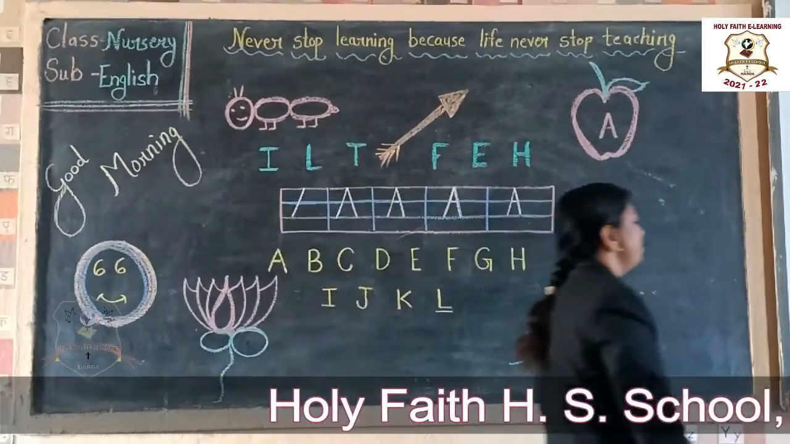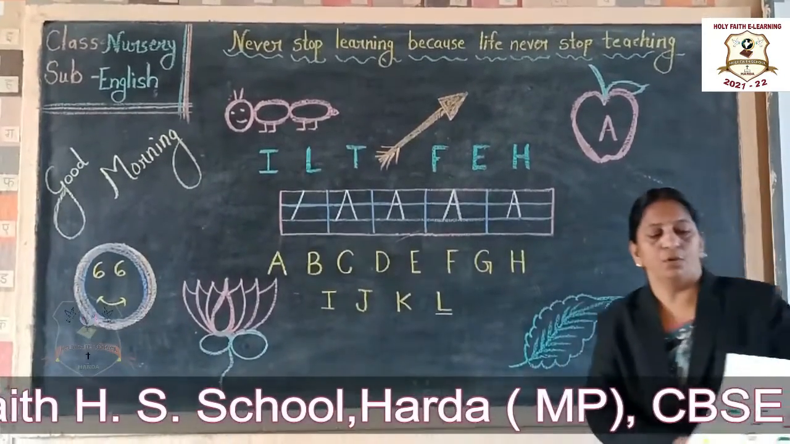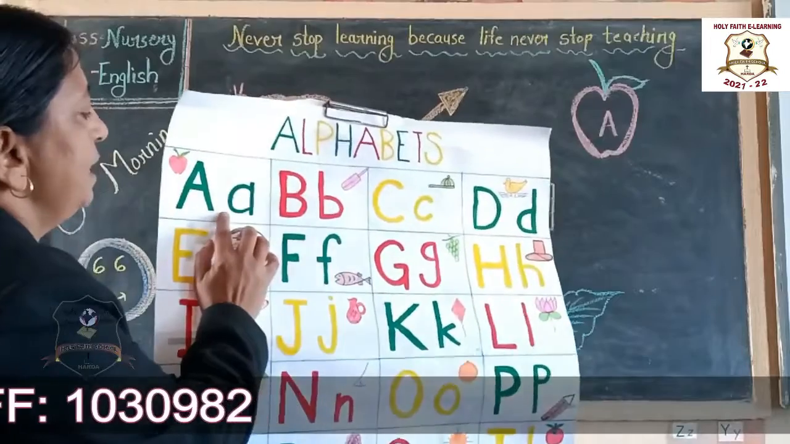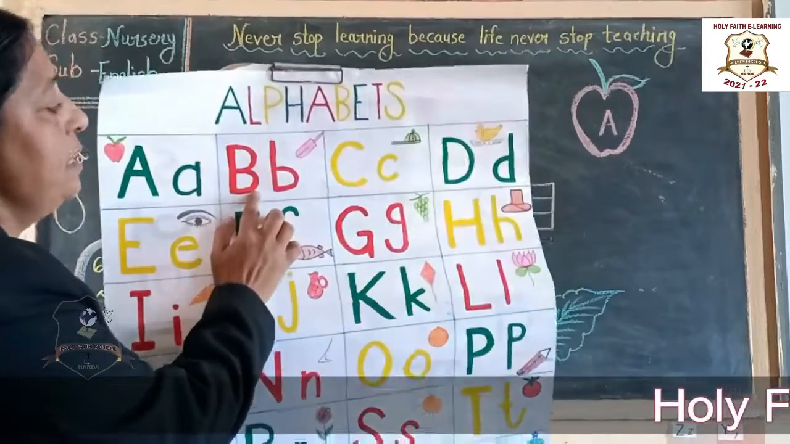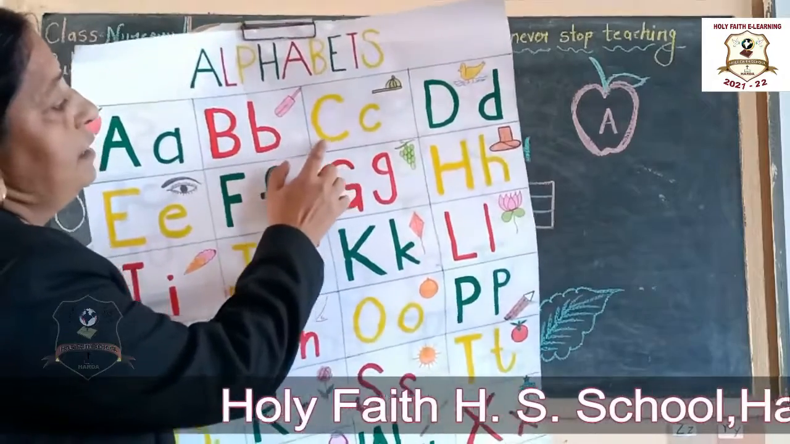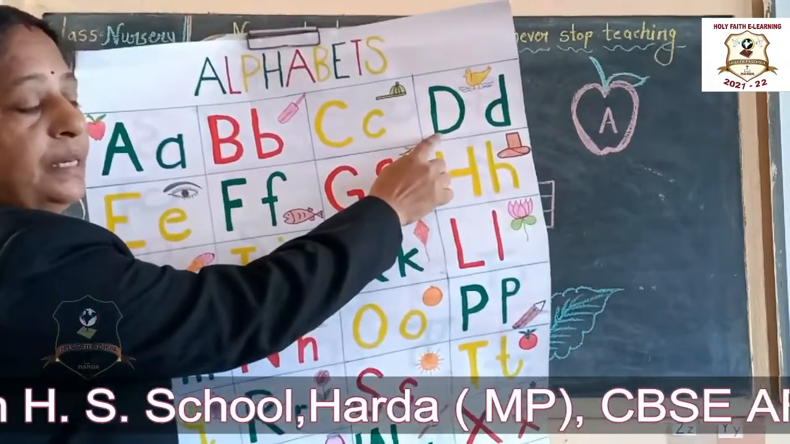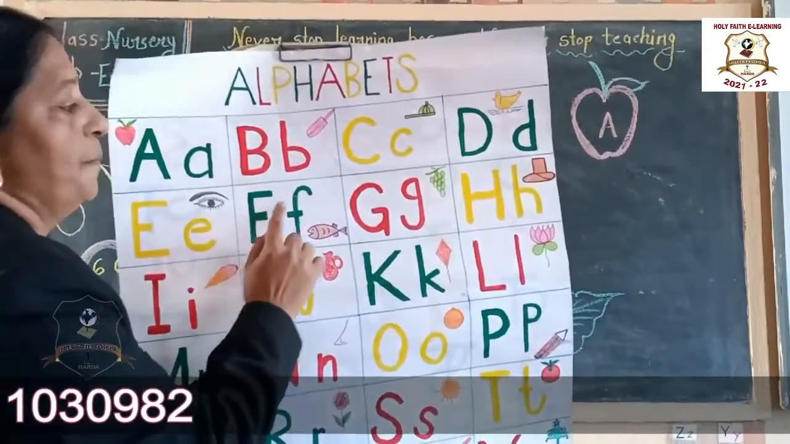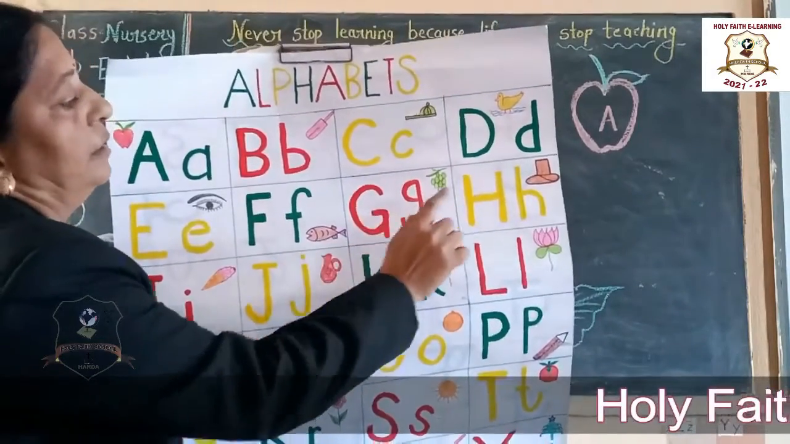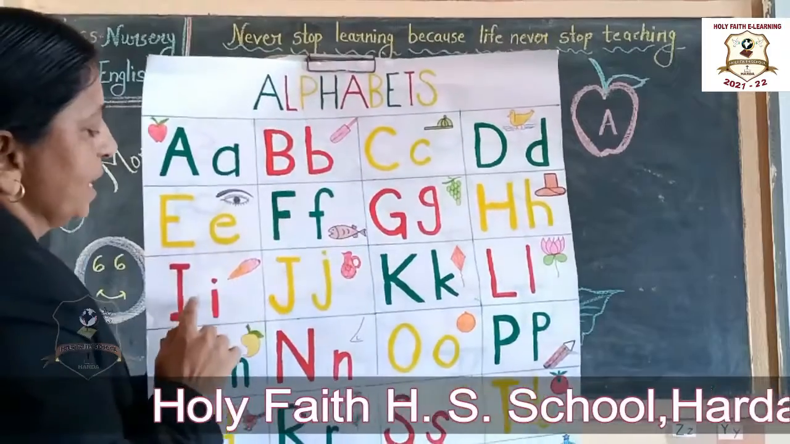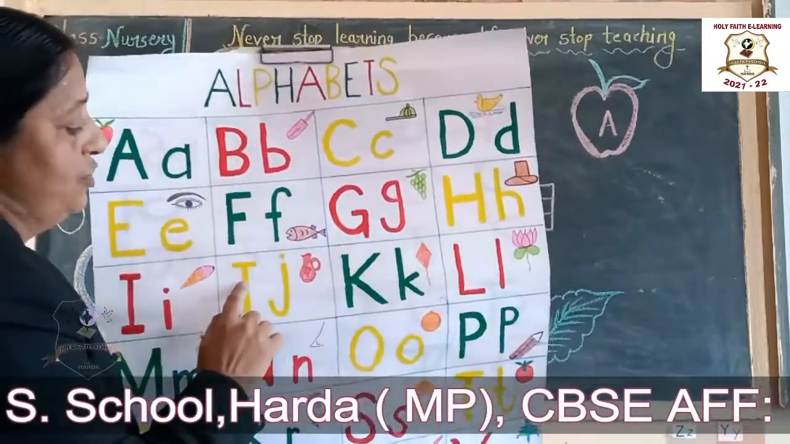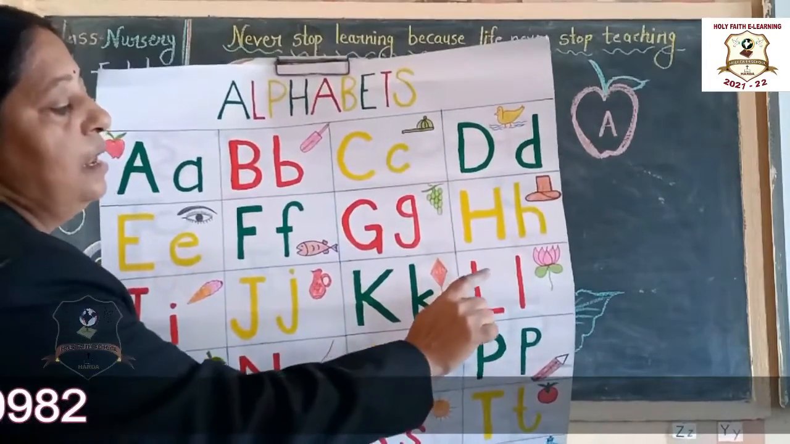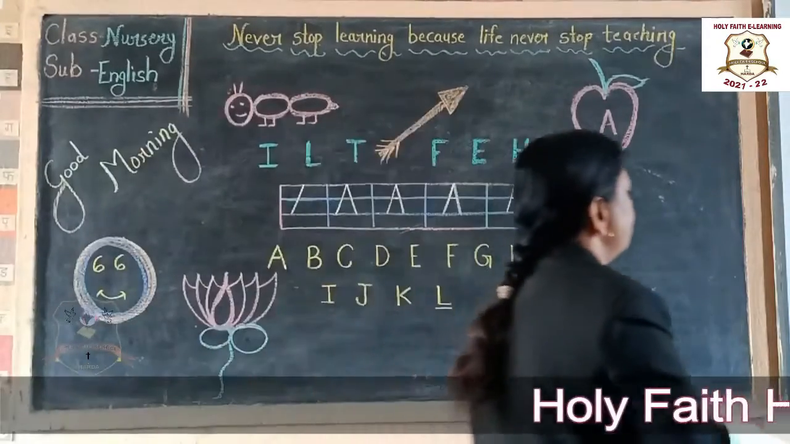Okay, students. Now repeat after me and say loudly. Okay? Yes. We have to say it with phonics. A. B. C. D. E. F. G. H. I. J. K. L. Okay, students, what is the sound of L?